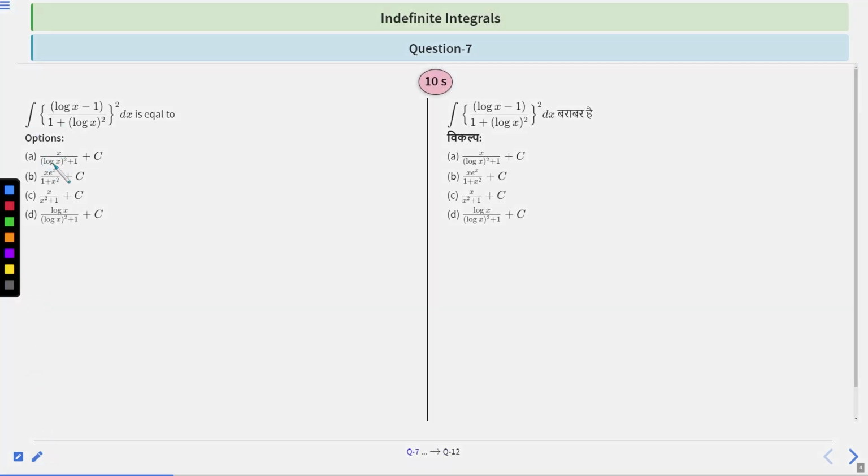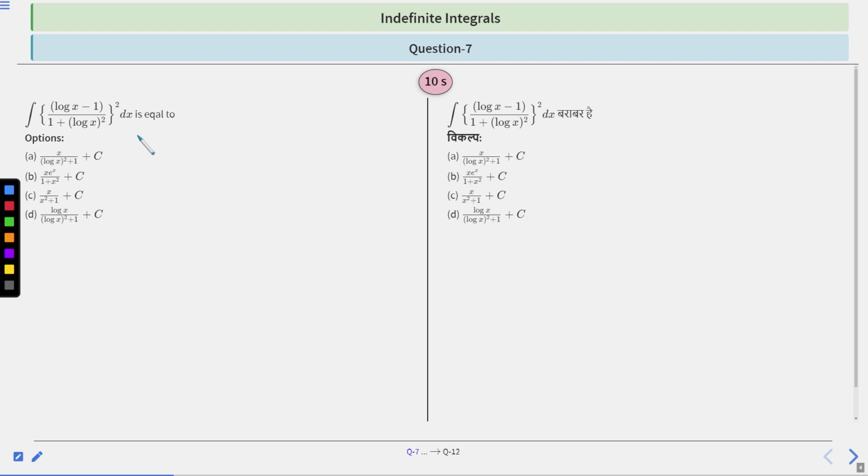So first, question number 7: we have to find the integration of (log x minus 1) upon (1 plus log x square), whole square, dx. We have to find basically this integral.